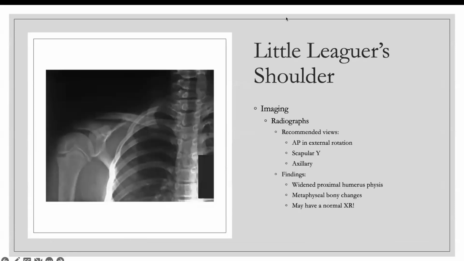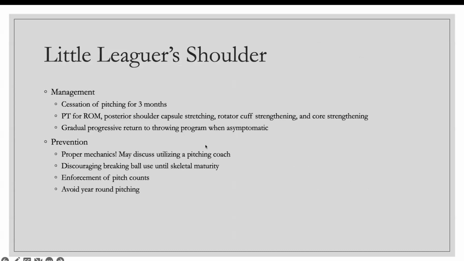When they come into the office, we're probably going to get some radiographs. You're going to want to get an AP view, a scapular Y view, and an axillary view. You're going to typically see the widening of the physis here. You may see some metaphyseal bony changes, and then some patients just have a normal X-ray as well. So you always have to keep in mind that the X-ray doesn't necessarily rule out this presentation. If it's in your suspicion, you should consider it even with normal X-rays.